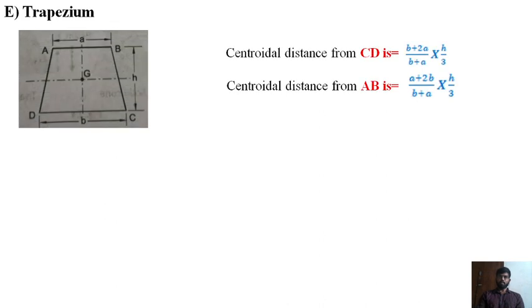Next one is trapezium. You can see the figure ABCD is a trapezium where B is the bottom length of the trapezium and A is the top length of the trapezium, where H is the height of the trapezium. The centroidal distance from the base CD or DC is equal to (B plus 2A) divided by (B plus A) into H by 3, and from top AB it is equal to (A plus 2B) divided by (B plus A) into H by 3.